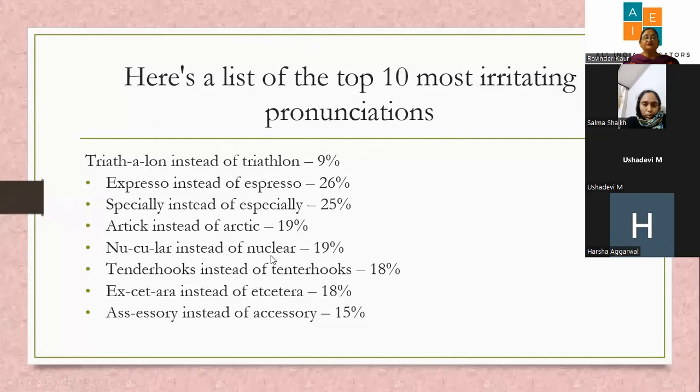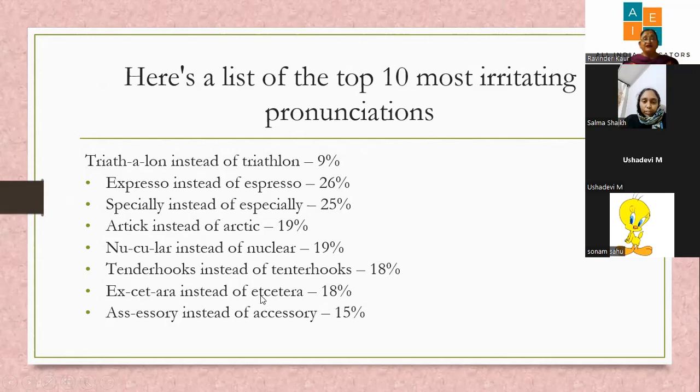Try someone. Nuclear. We don't pronounce it that way. And this is tenterhooks. Tenterhooks. And how do we pronounce this? Etc. The X we don't pronounce. X is not pronounced. It is etc.